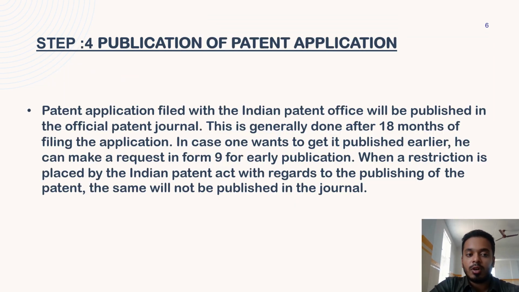After filing all the forms, Step 4 is publication of the patent application. The patent application filed with the Indian Patent Office will be published in the official patent journal. This is generally done after 18 months of filing the application. In case one wants to get it published earlier, he can make a request in Form 9 for early publication. When a restriction is placed by the Indian Patent Act with regard to the publishing of the patent, it will not be published in the journal.